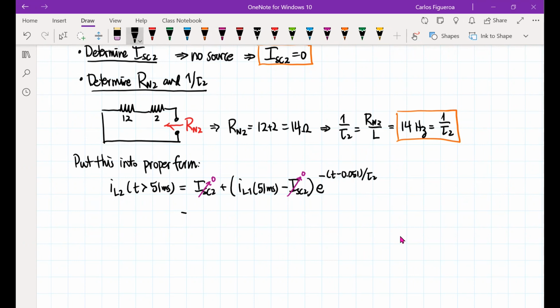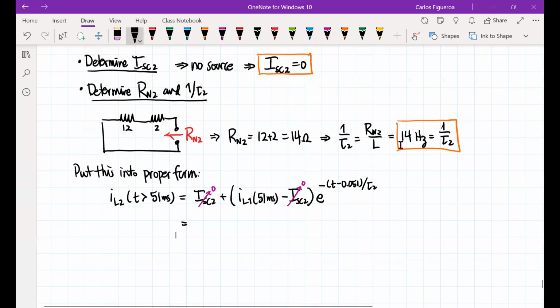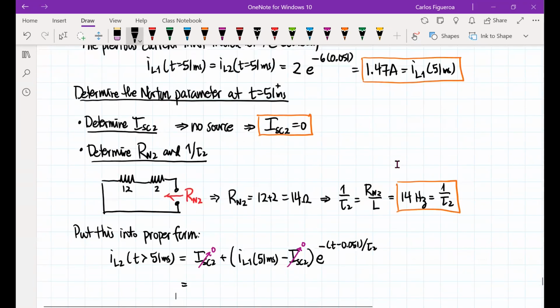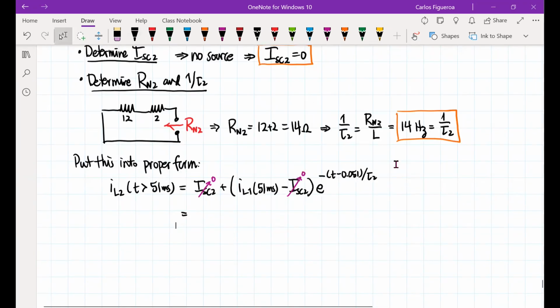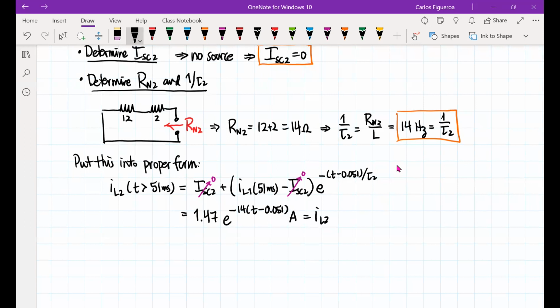So what's my initial value? My initial value is 1.47 amps. So then I'm going to get 1.47 amps. And then look at that. I'm going to get e to the minus 14 t minus 0.051 amps. And this is IL2 for t greater than 51 milliseconds.